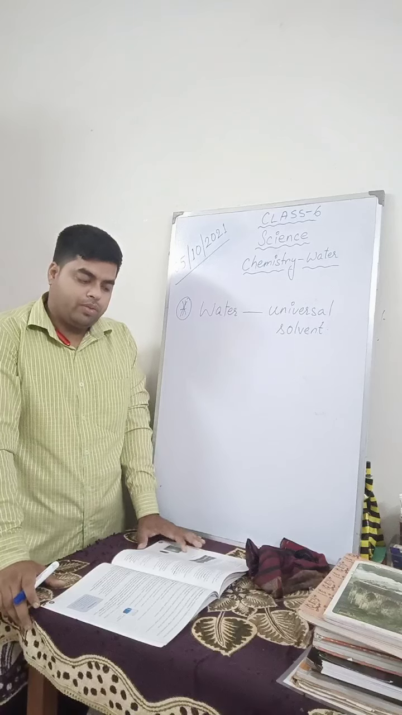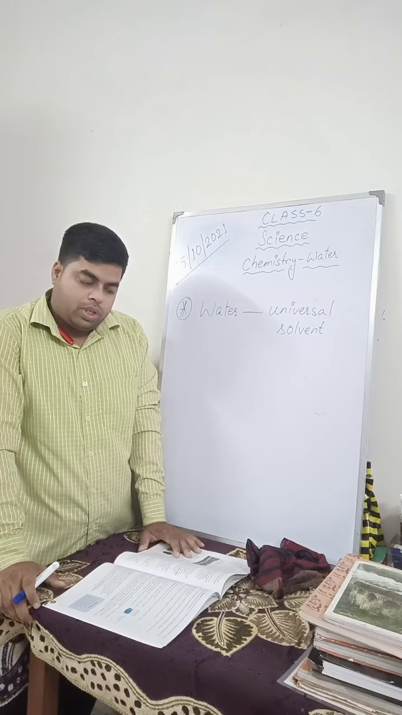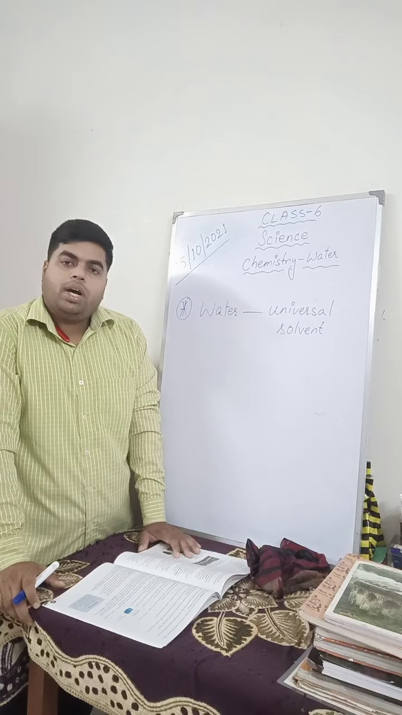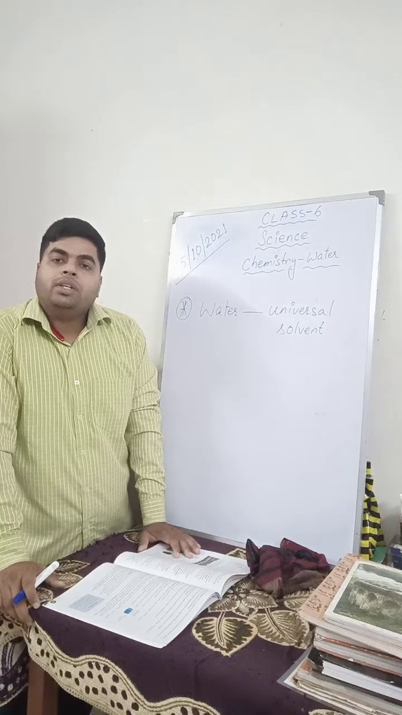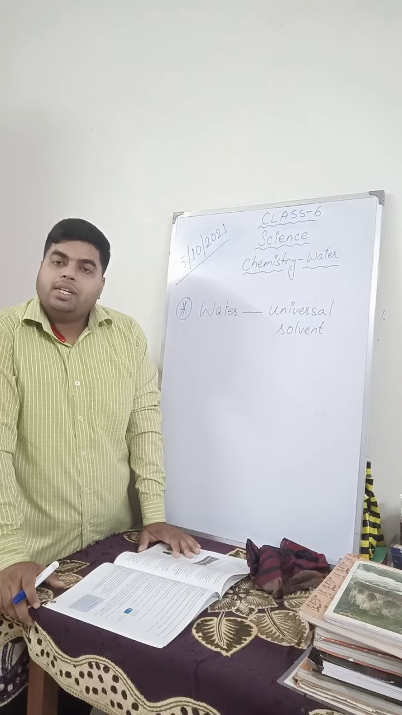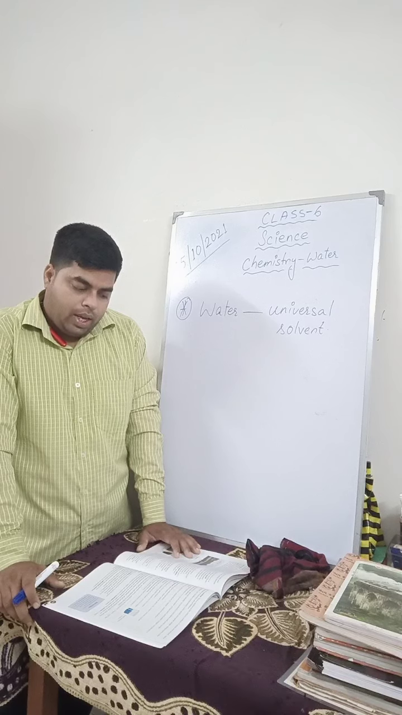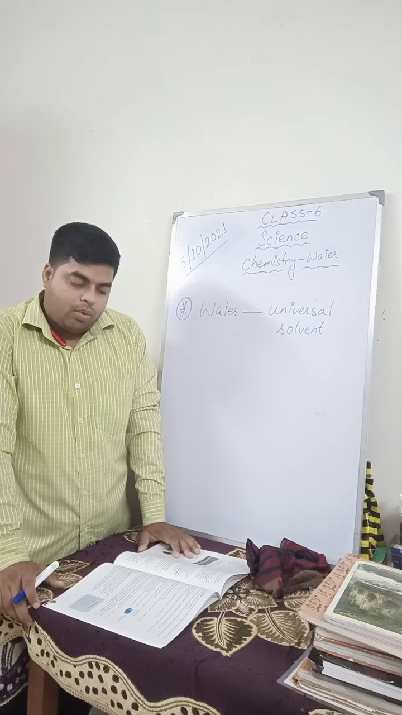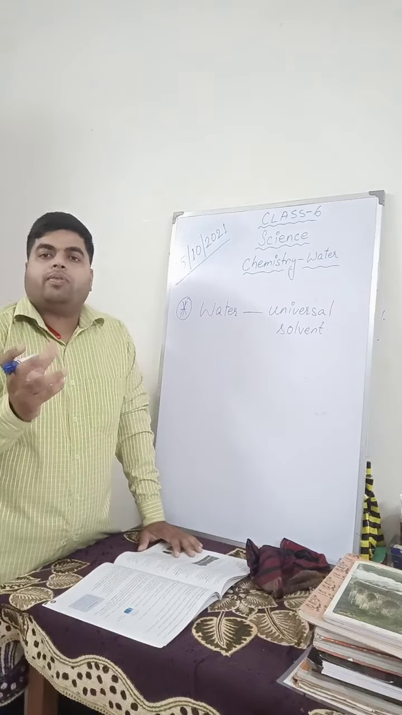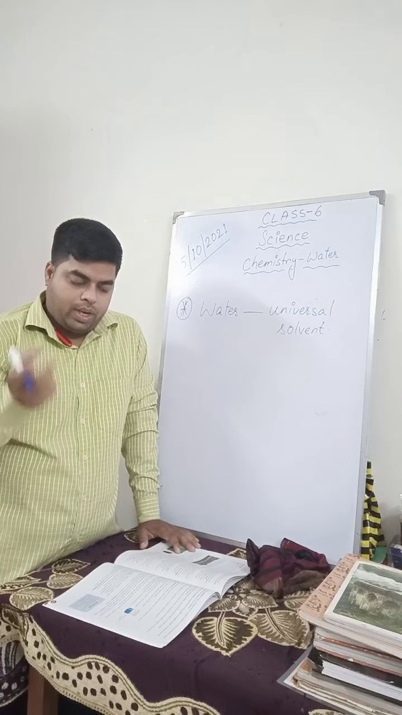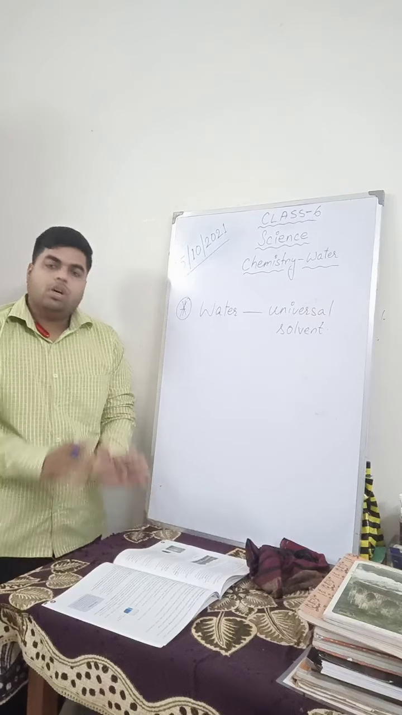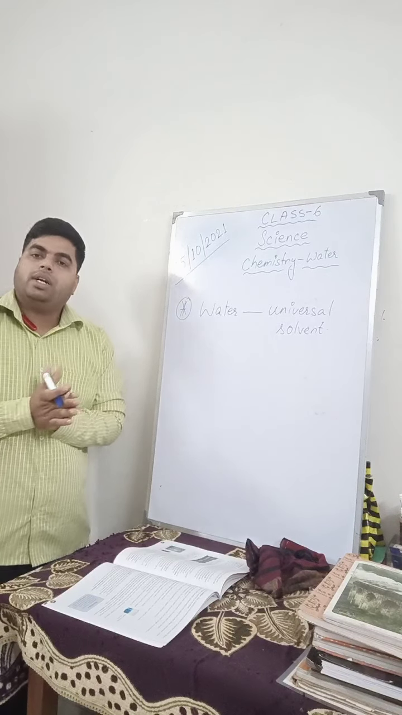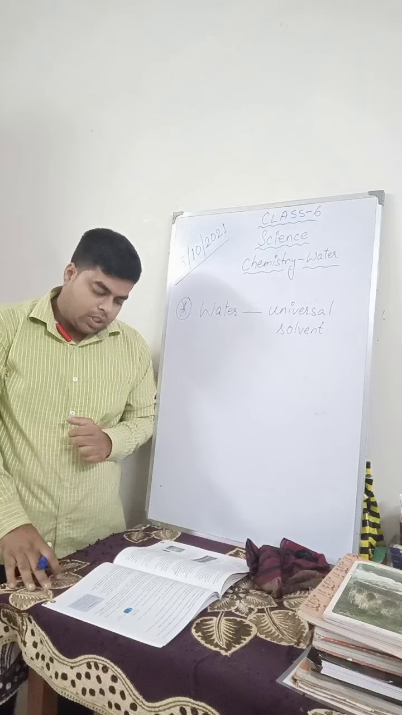Some common examples of solutions are: in a salt solution, the smaller component is the solute and water is the larger component, the solvent. In a glucose solution, glucose is the smaller component, that means glucose is the solute and water is the solvent. Again, in soda, carbon dioxide is the solute, that means it forms the smaller component, and water is the larger component. So I hope you have understood this solution and why water is considered the universal solvent.